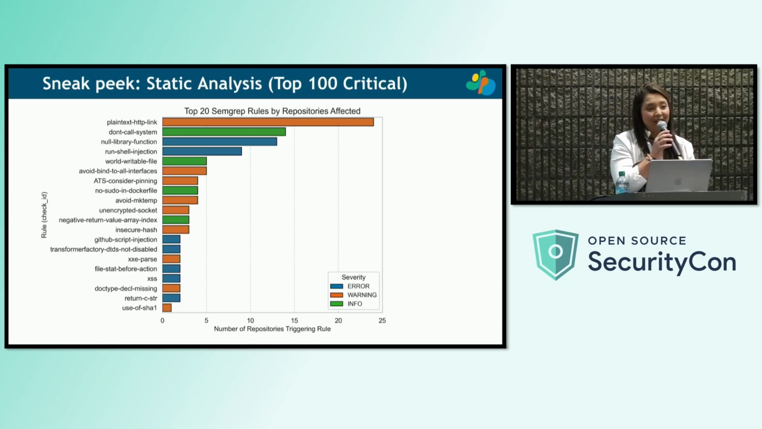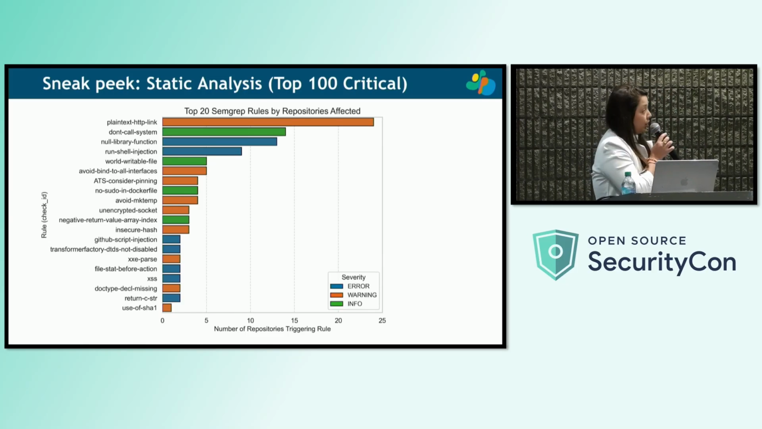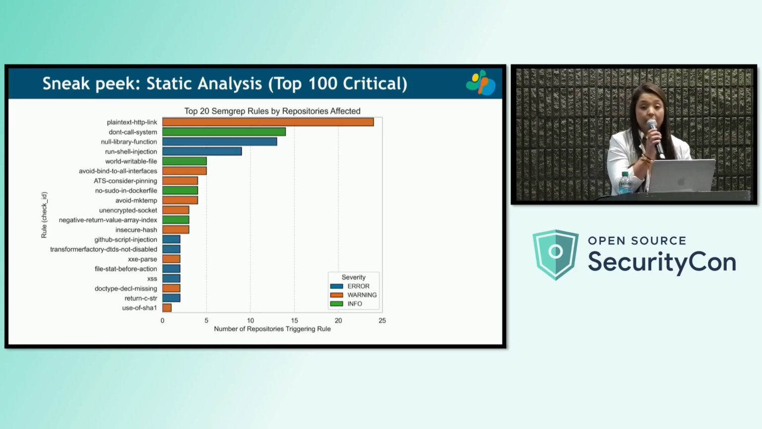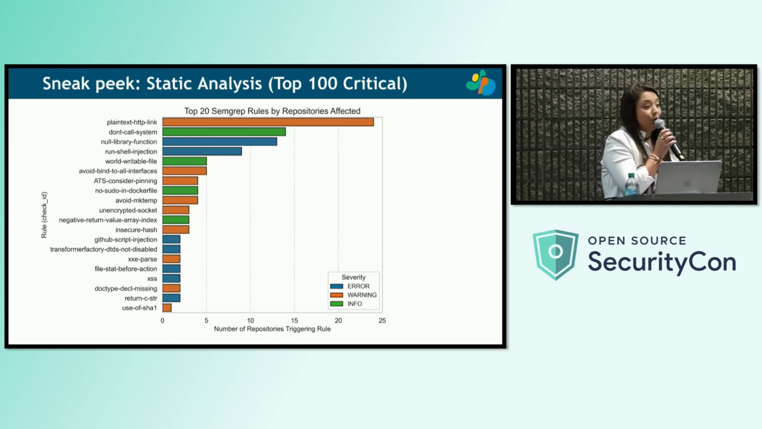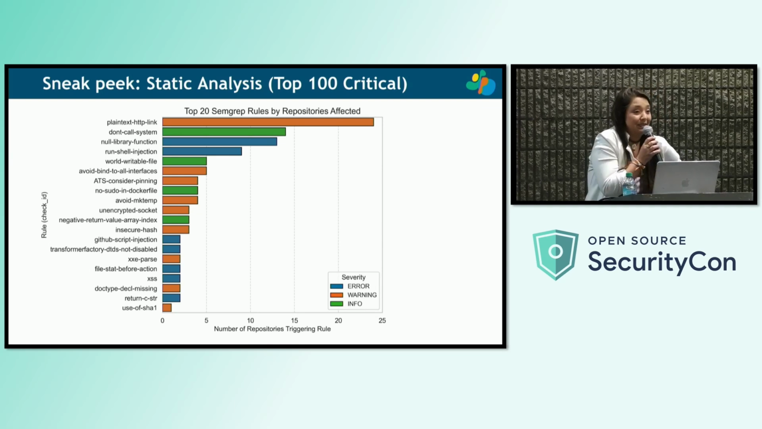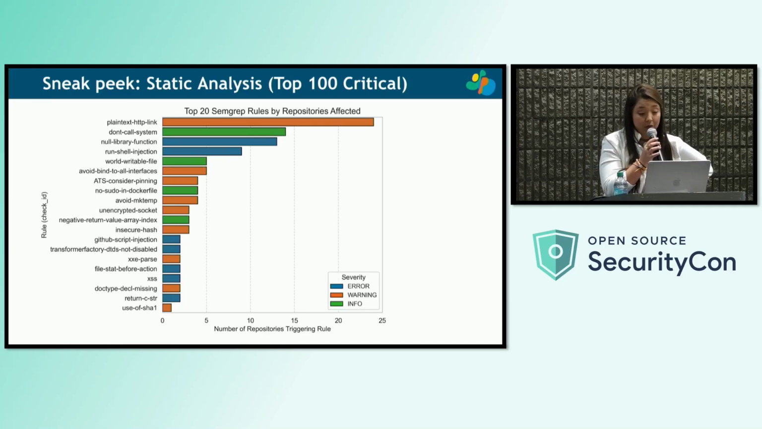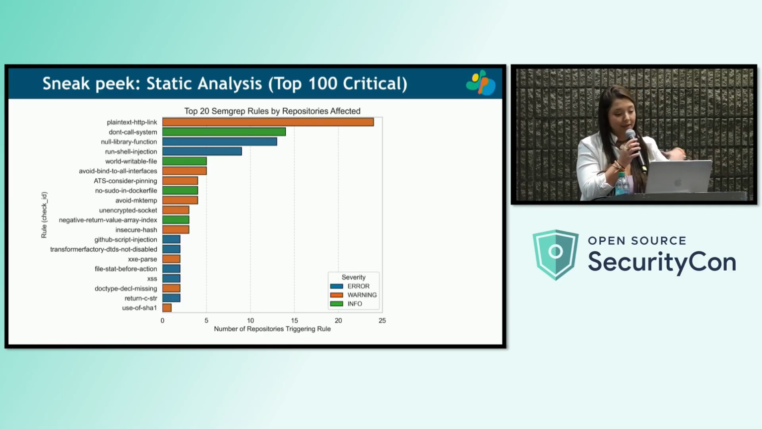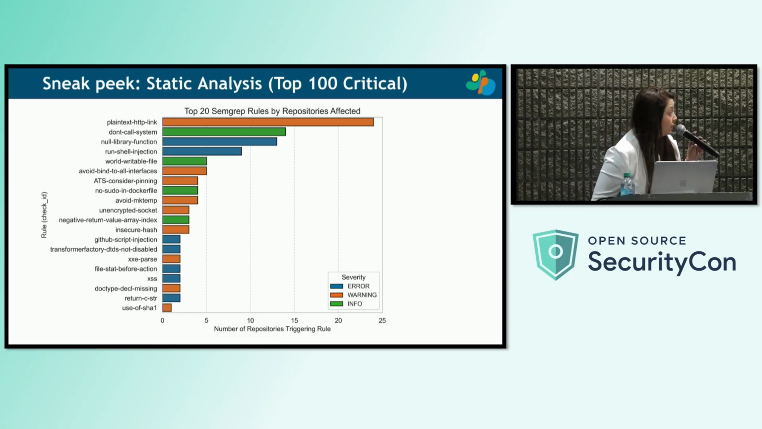Okay, and the last thing that I want to show you is a sneak peek, because this is definitely a work in progress. Since I realized that static analysis is not very used among some of these projects, I was very curious about what I would find if I just ran static analysis tools on some of them. So I picked the top 100 most critical projects just to make the analysis easier, and I started looking into some of these results.